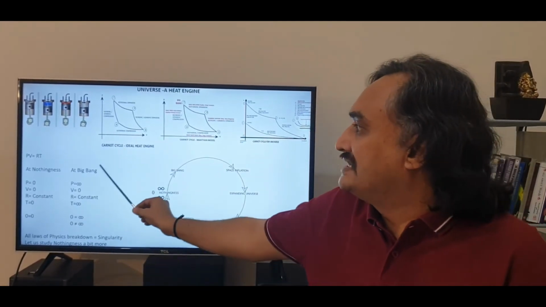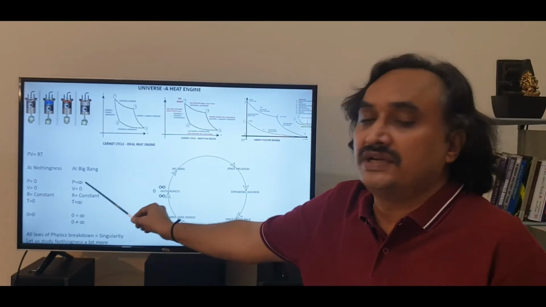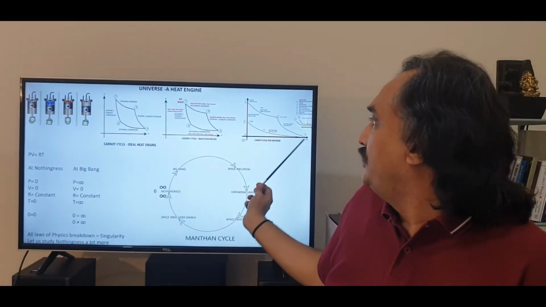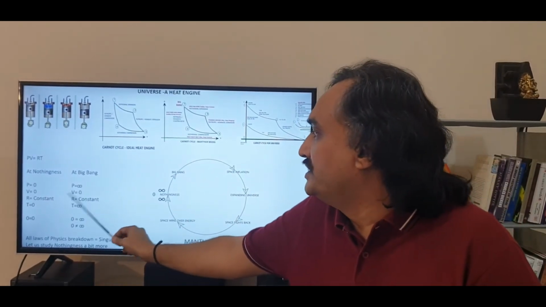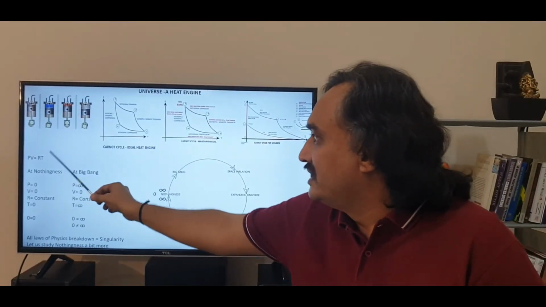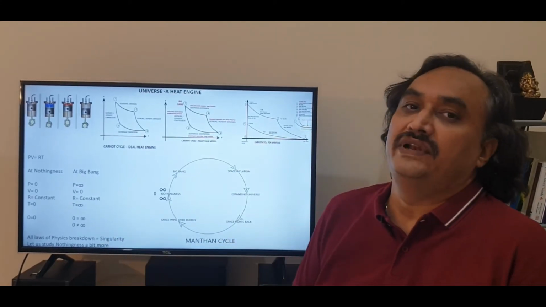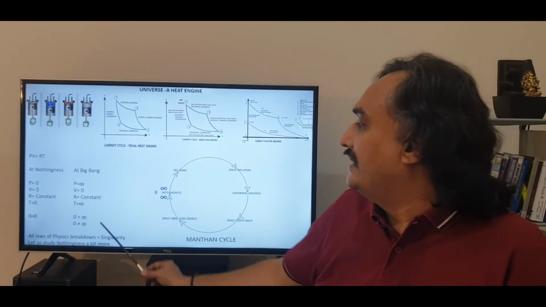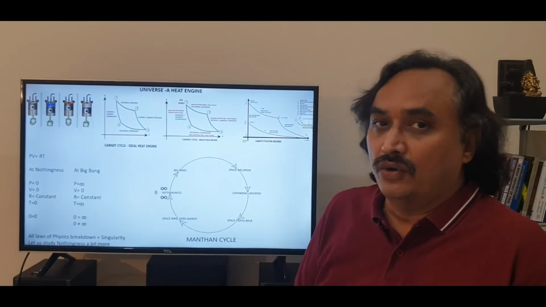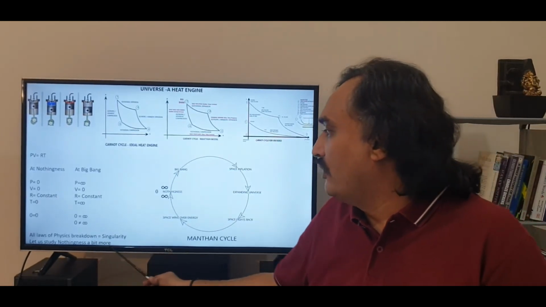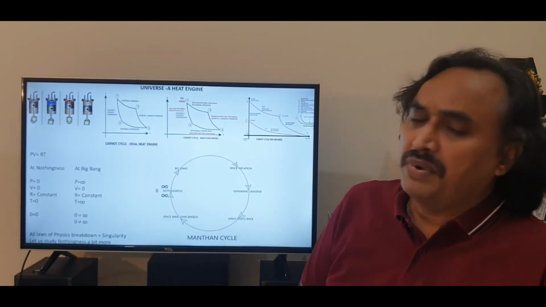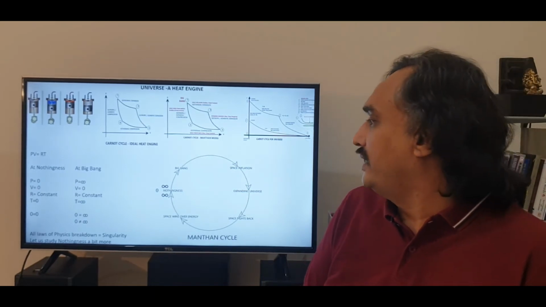But what happens at Big Bang? At Big Bang, the pressure is infinite. Volume obviously is 0 because it is brought back to volume 0. The temperature is infinite because the pressure is also infinite. What happens here is PV = RT becomes 0 = infinity. 0 cannot be equal to infinity, and hence we say that all laws of physics collapse. They break down at Big Bang, and that is what we call a singularity, wherein these equations do not hold good. But in this Manthan cycle, there is one ray of hope.